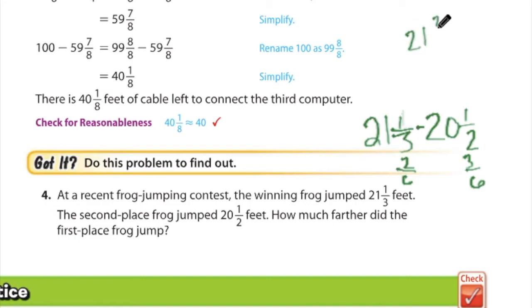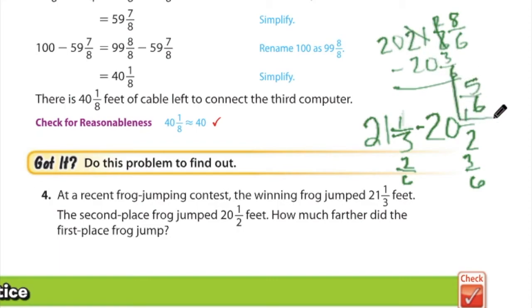So we have 2/6 and we have 3/6. 21 and 2/6 take away 20 and 3/6. I'm going to borrow from the 21 and make it a 20, and the 2/6 becomes 8/6. 8/6 minus 3/6 is 5/6, and 20 minus 20 is 0. So the first place frog jumped 5/6 of a foot further than the second place frog.